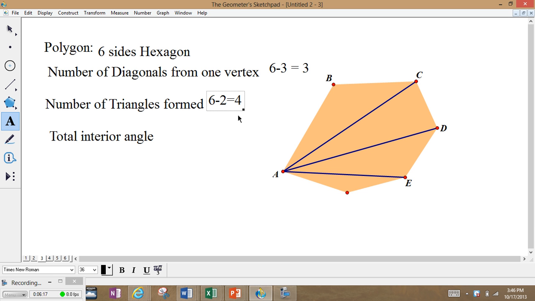And the total angle measure. Well, again we have each of these triangles at 180 degrees, and we have 1, 2, 3, 4 triangles. So we're going to say that the total angle here is 4 times 180 degrees, which is going to equal 720 degrees. 720 degrees is the total angle measure for a hexagon.